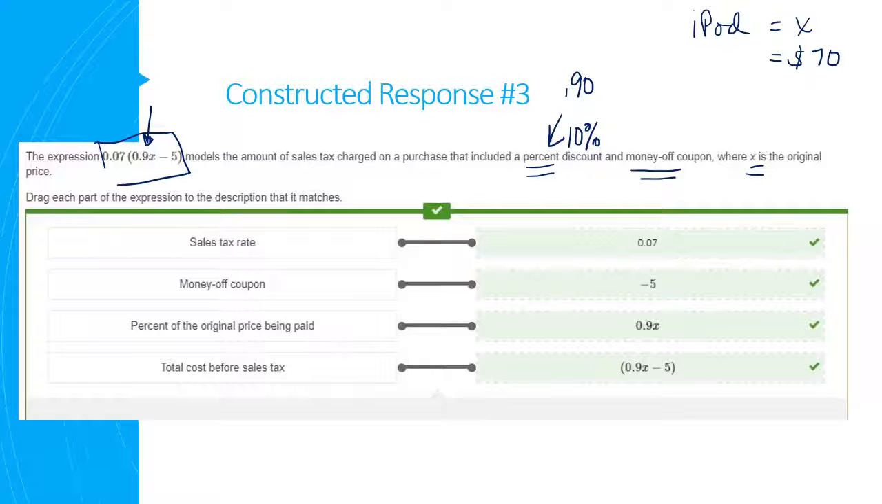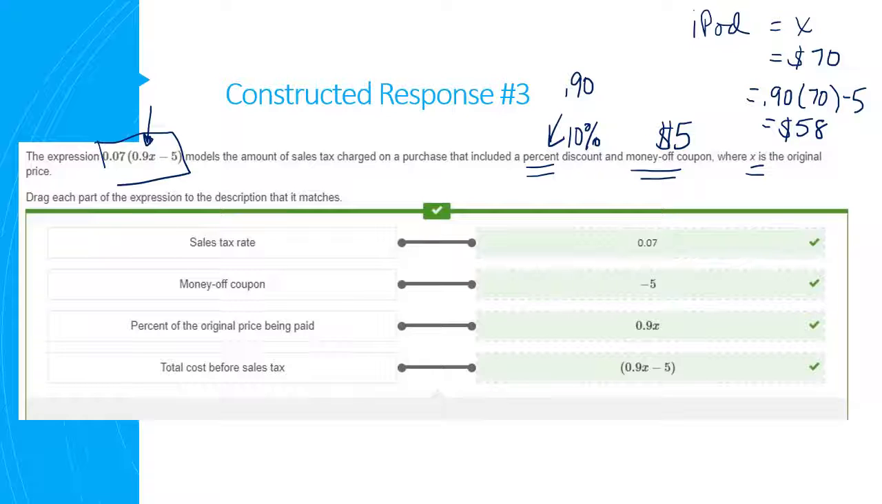And then I have this minus 5, which is just a constant amount that represents my money off coupon. I'm just taking that $5 off the top. Now to figure out the taxes, I first figure out the cost of my new iPod. If I put that into the expression, 0.9 times 70 minus my $5 brings me to a total of $58. That would be my cost after my discount and coupon.